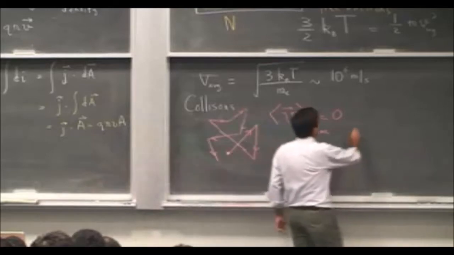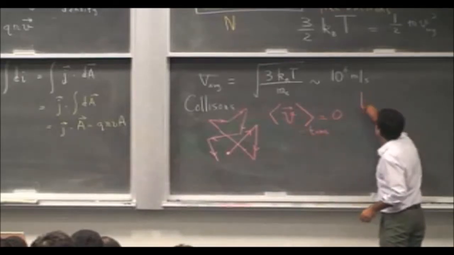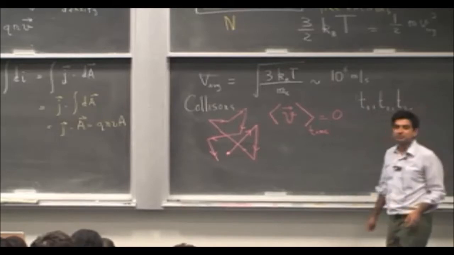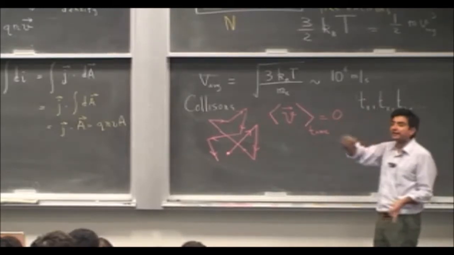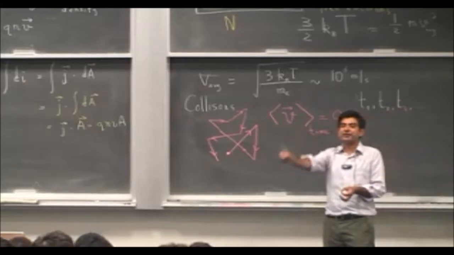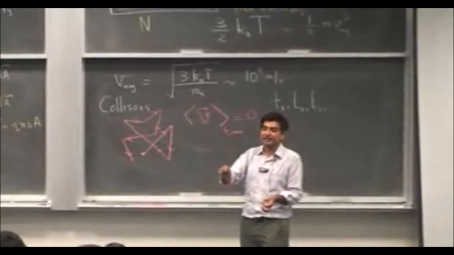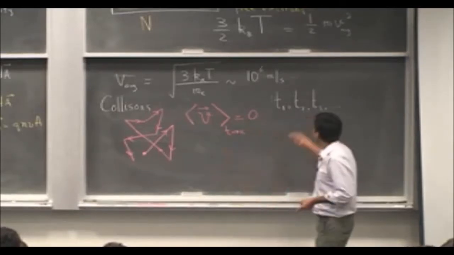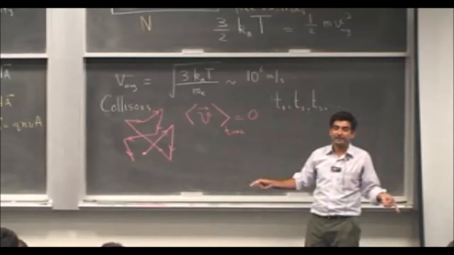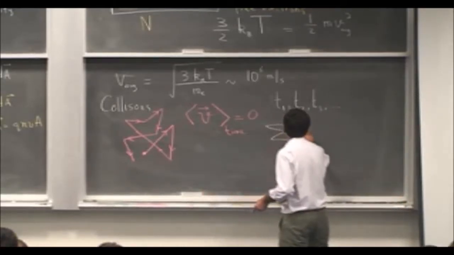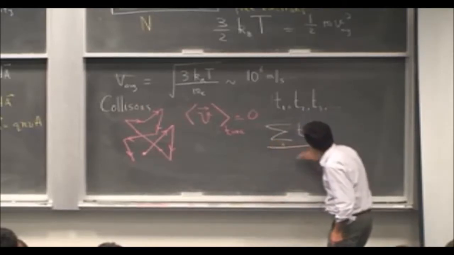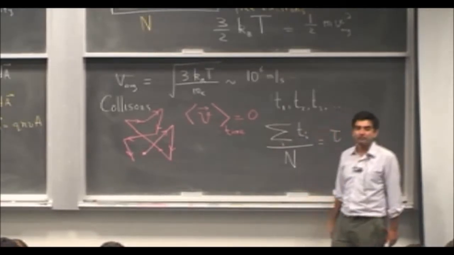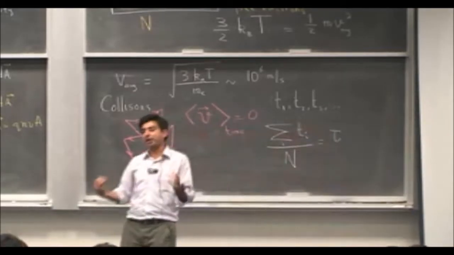The intercollision time differences could be T1, T2, T3, and so on. These times are not the same. It's a totally random event. The electron can see a collision after a nanosecond. The next collision it can see after 1.5 nanoseconds. The third collision it can see after an interval of 0.6 nanoseconds. The next collision it can see after 100 picoseconds. So all of these intercollisional times are not the same. However, you can always define an average time between collisions. Divide by the number of collisions, take the average time, denoted by tau. You can always find an average collisional time tau.